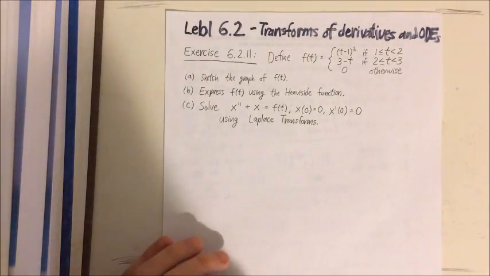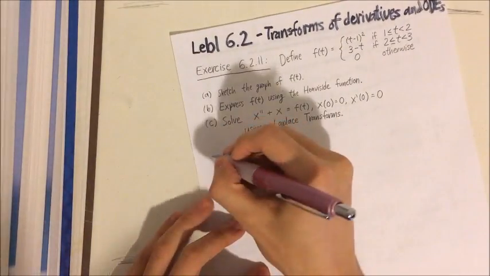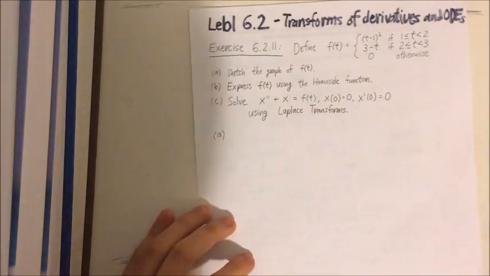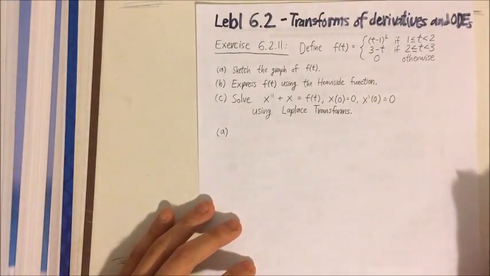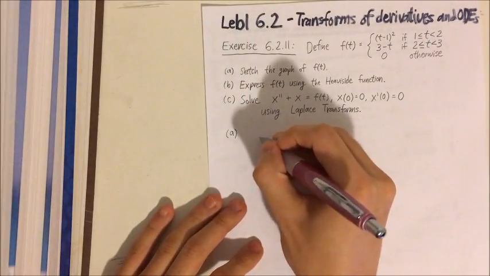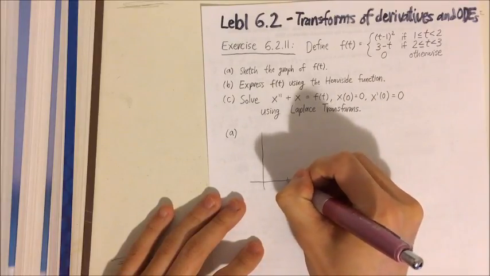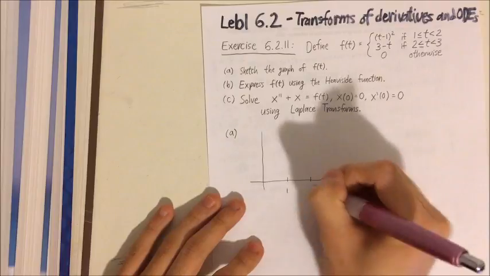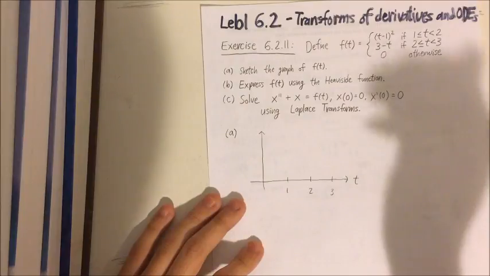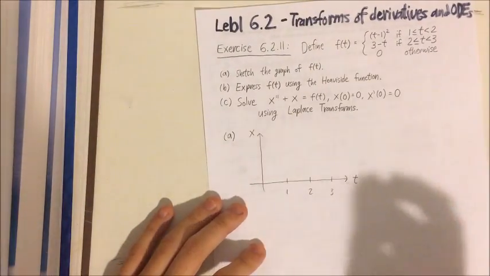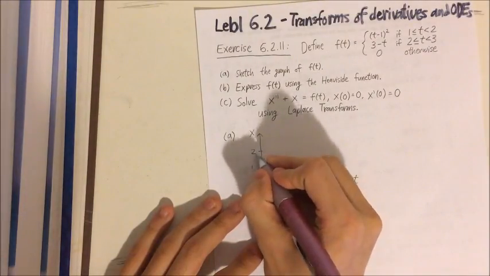So first, let's sketch the graph of this piecewise function. Let's look at what it says. It says it's going to be 0 when it's not in the range from 1 to 3. So we have a little vision of the domain: 1, 2, and 3. This is t, and I guess the dependent variable would be x, so let's write that there. And 1 would be up here, 2 would be up there, etc.